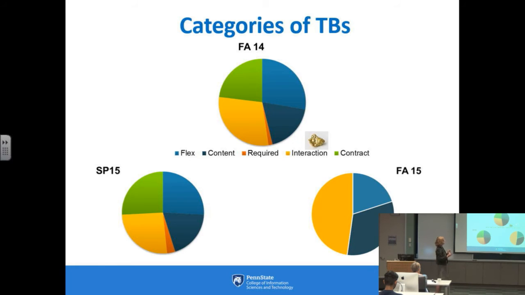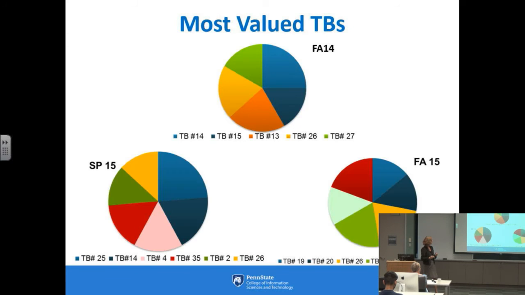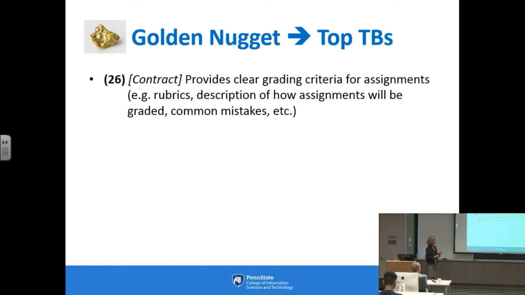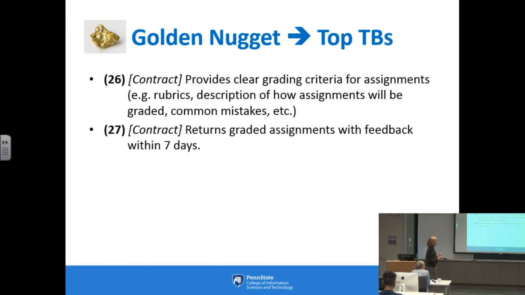The golden nugget, the one that is most liked in all 3 semesters, is interaction. My teaching behavior, how I interact with them, how my LAs interact with them. So over the 3 semesters, the most valuable teaching behaviors, these are just numbers of the teaching behavior questions, but here they are. Here are the top 5 of what a student wants from me as an online teacher. Clear grading, no surprise. No surprise, right? Returns graded assignments within 7 days. I'm doing that within 48 hours, right?